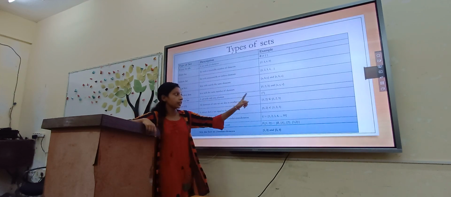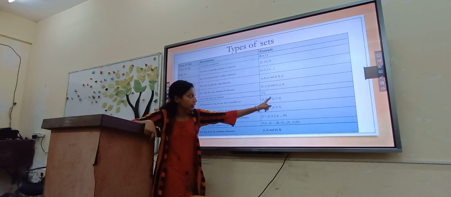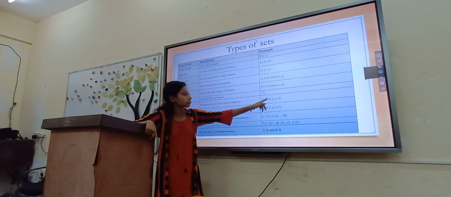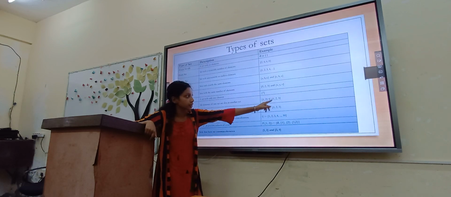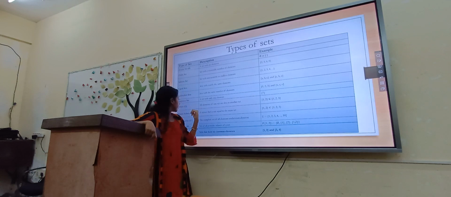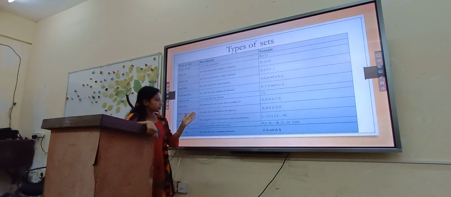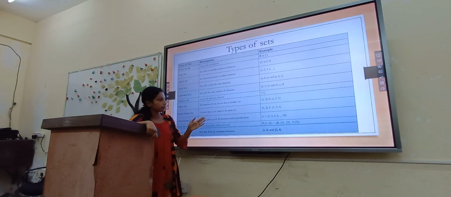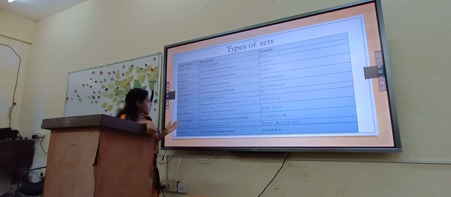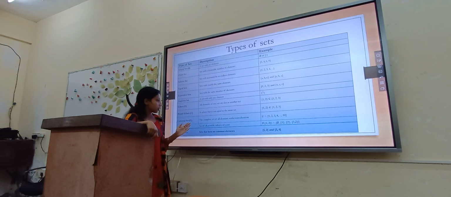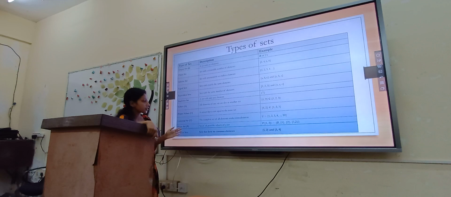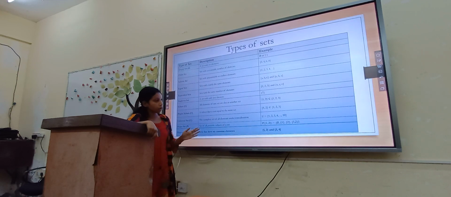Say it's set A and set B. Then A is a subset of B, like 1, 2 is in A and also in B. Then proper subset, a subset that is not equal to the main set. Then universal set, the complete set of all elements under consideration. Power set, the set of all possible subsets of a set.